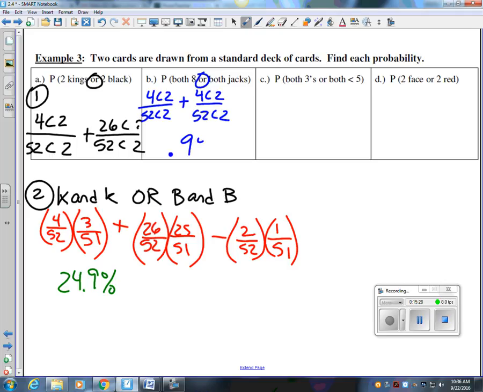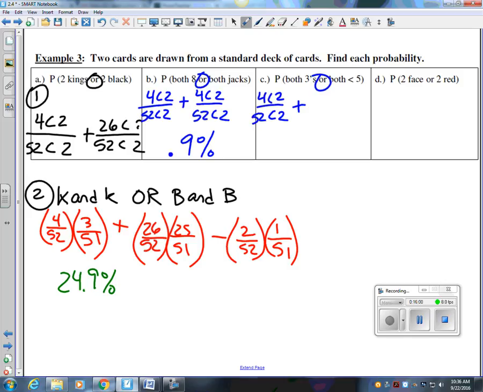Okay. All right, probability of getting both threes. Gracie, how would I set up just the threes? What would I write? 2 over 52C2. Connor, what does OR mean to do? OR means to put a plus.